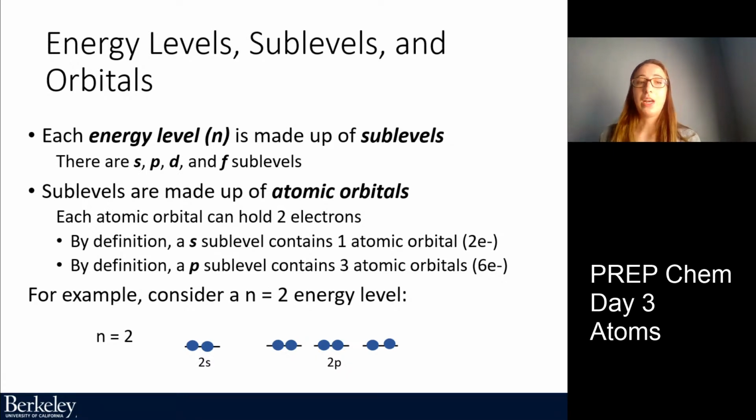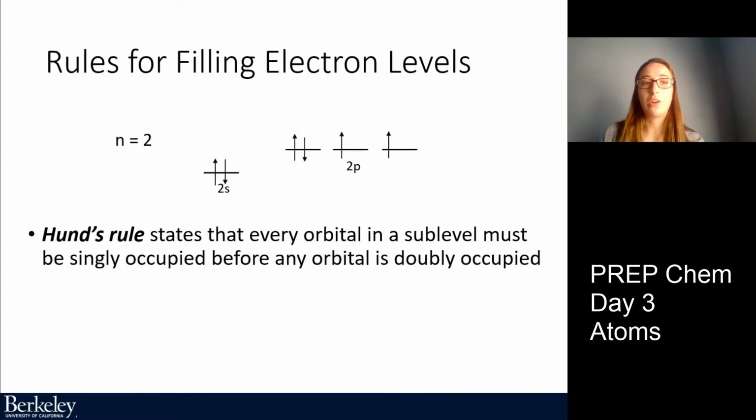Okay, so now that we have an understanding of energy levels, sublevels, and orbitals, and how they all relate to each other, we want to talk about how you actually fill these electron levels with electrons. To understand this, we need to define some basic rules of chemistry. One of the first ones is called Hund's rule. Hund's rule states that every orbital in a sublevel must be singly occupied before any orbital is doubly occupied.